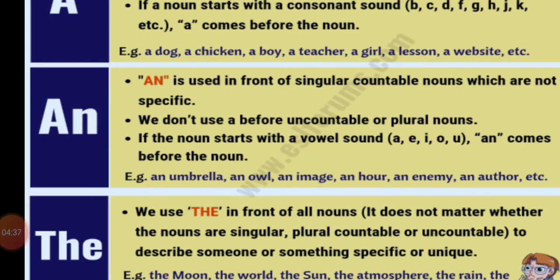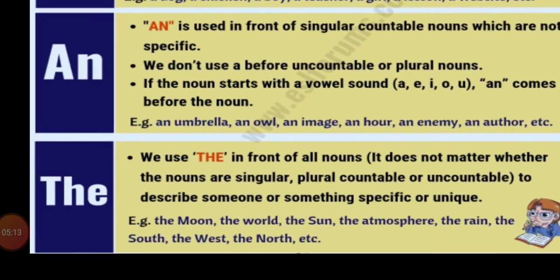An is also used in front of singular countable nouns which are not specific. Even whenever we are using an, we are not going to talk about a specific noun. In general we are going to talk about it, but there is a difference: a is used before a consonant, whereas an is used before a vowel. We don't use an before an uncountable or a plural noun, as I told you, and the same way we can use it in front of the vowels, that is A, E, I, O, U.